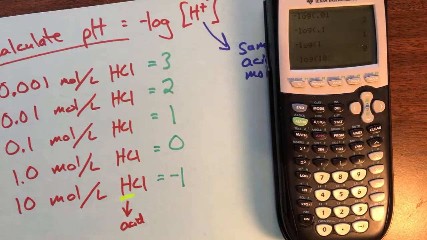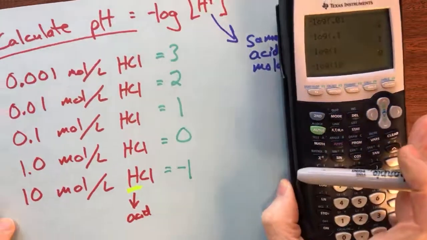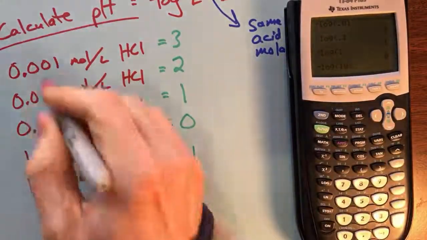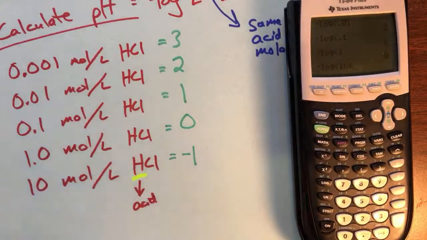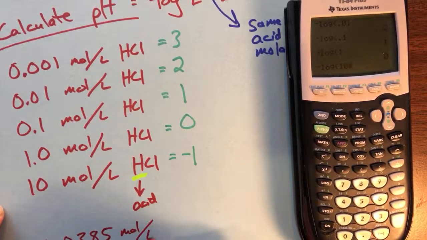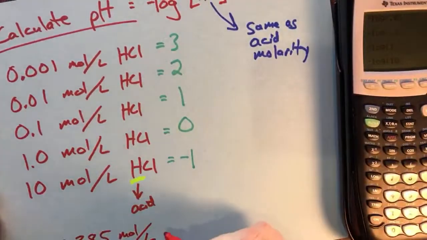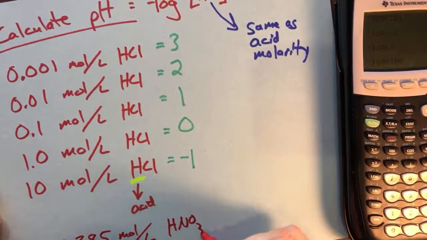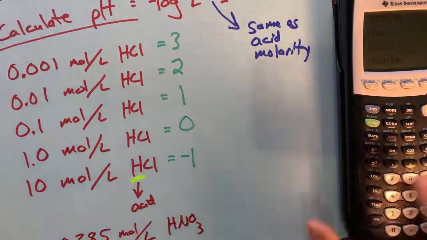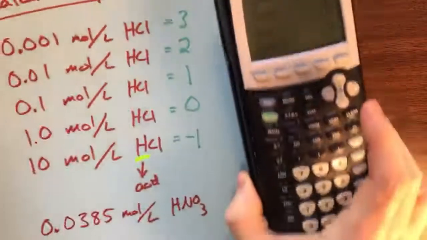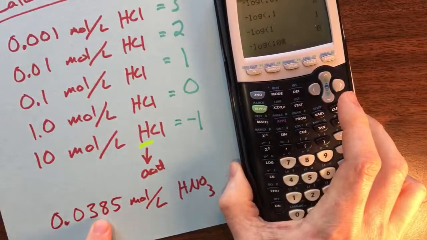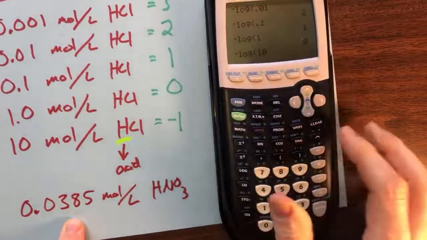Now what if we don't have a nice number? You're not always going to have a nice number. Let's try something that's not nice, not like a 10, 1 kind of thing. Let's try, and I'm just going to make this up, 0.0385 mole per liter. And let's use a different acid. It really doesn't matter what the acid is. HNO3, that's nitric acid. Now we're expecting, because it's not like a 1 here or a 10 here, it's not going to be a nice number. And that's okay.